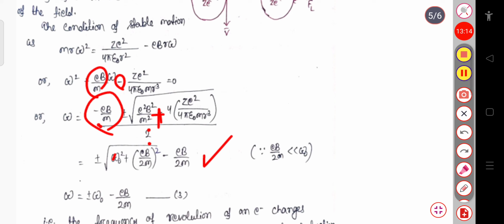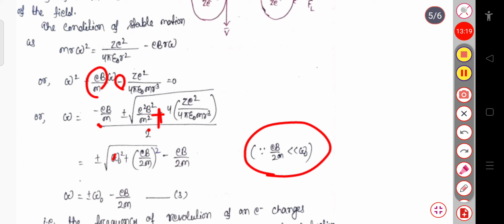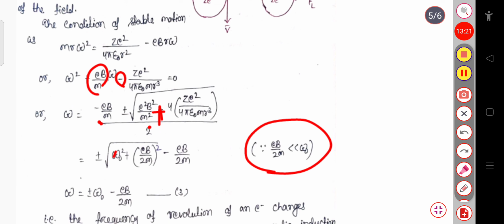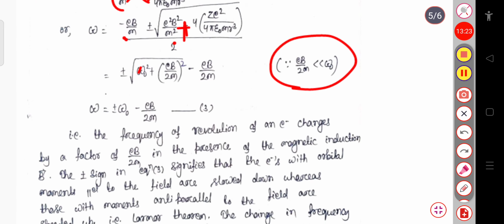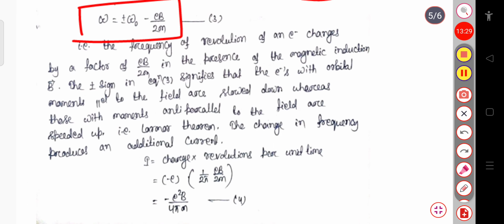Now from this expression, if I will consider EB by 2m is very less than omega naught, then this omega will become plus or minus omega naught minus EB by 2m. That is, the frequency of revolution of an electron changes by a factor of EB by 2m. Okay, so that is, you can see that the frequency, it will change by the factor of EB by 2m in the presence of the magnetic field, that is B.